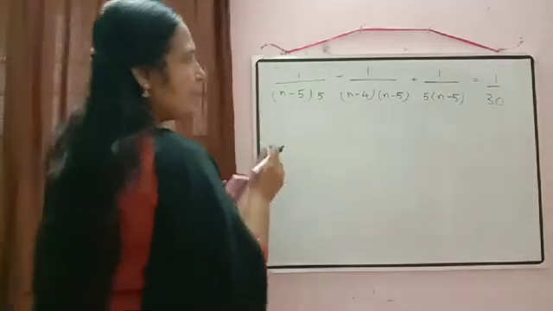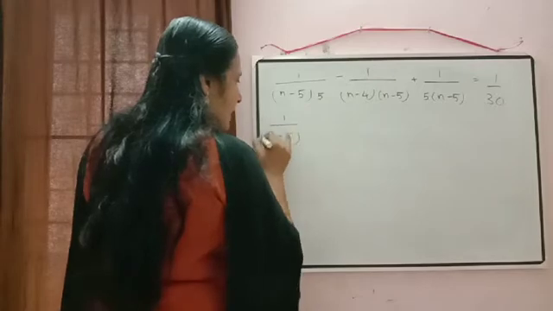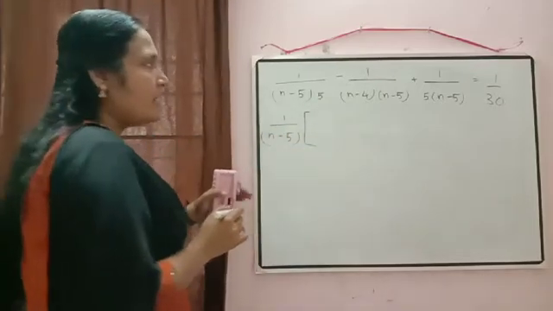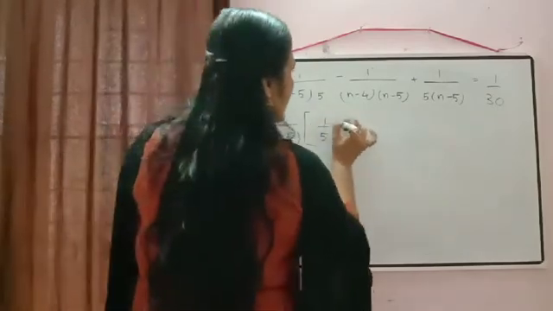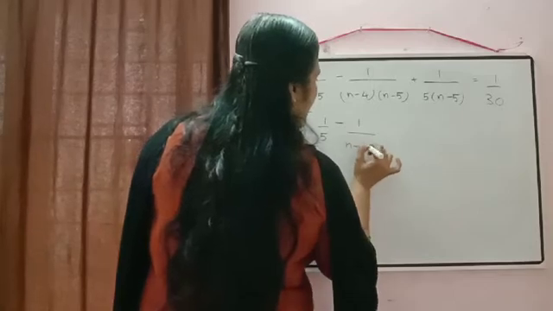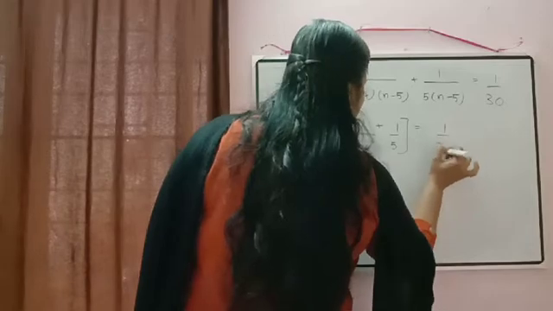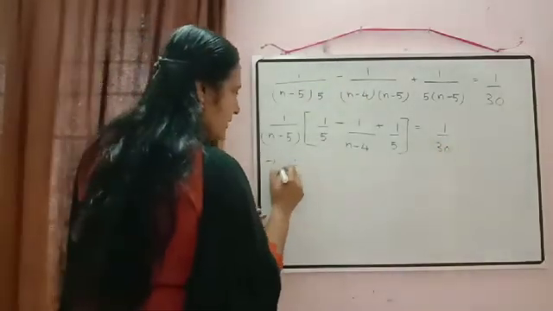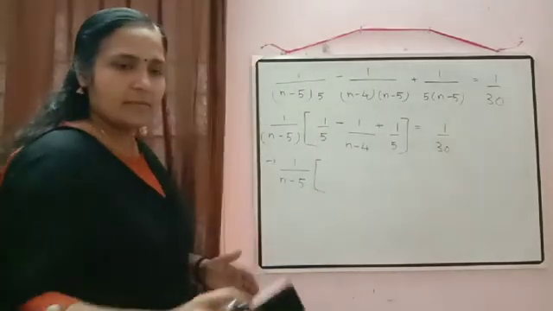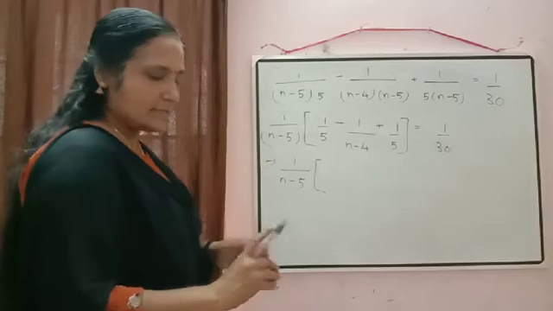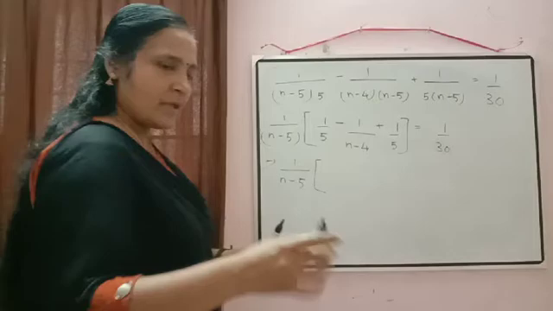Just to check anything common here. Yes, we have n minus 5 common, that is in the denominator, so that's why we'll write it this way: 1 by n minus 5 taken common. What is remaining here? Remaining will be 1 by 5 minus 1 by (n minus 4) plus 1 by 5 is equal to 1 by 30. Now we can simplify it. 1 by n minus 5 written as it is. 1 by 5 plus 1 by 5 will be equal to, yes, 2 by 5. So just write down there 2 by 5.